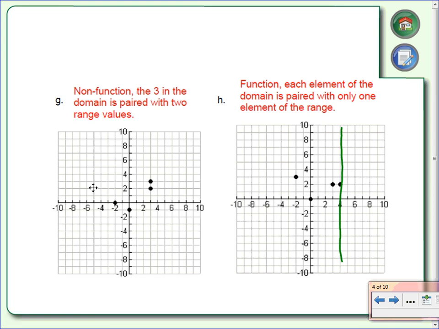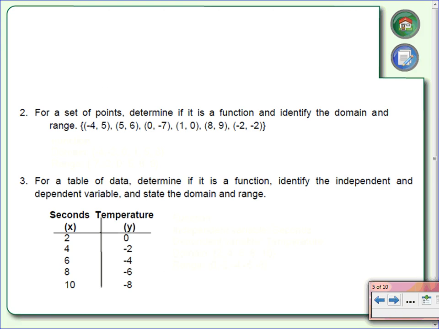So up to this point, all we're really seeing is how to determine whether or not we have a function. We can tell it's a function by looking at the x's. If the x's repeat, then it's not a function. If they don't repeat, well, then it is a function. So all of this is number 1, A through H. Now we're going to move on to number 2. Any questions so far? Well then let's go to number 2 here.